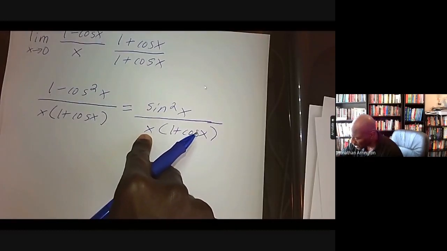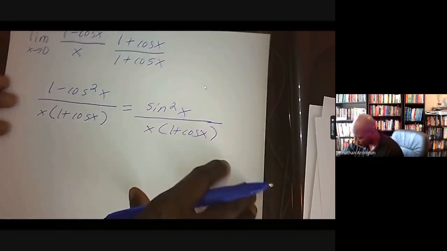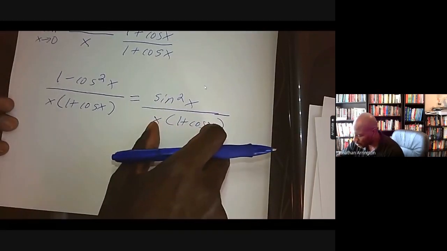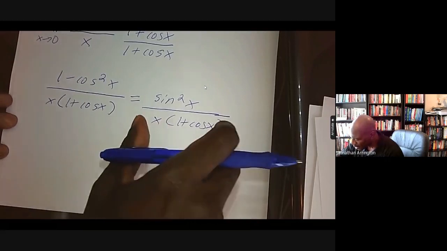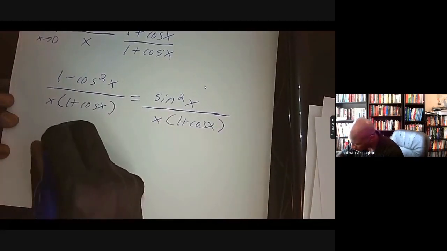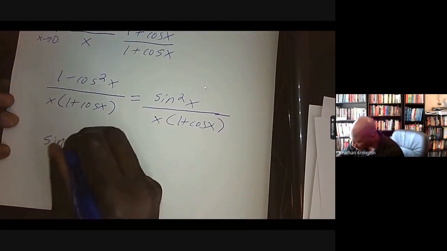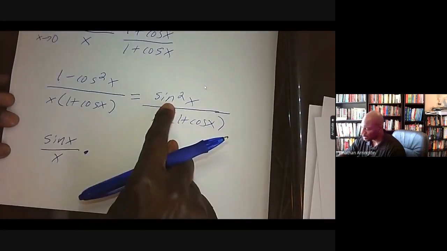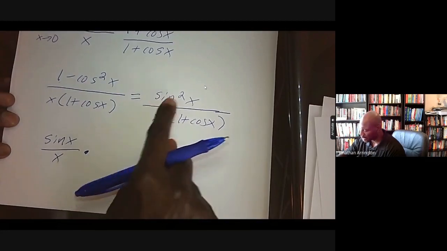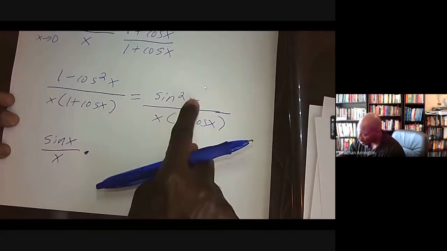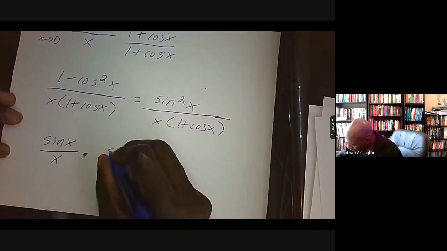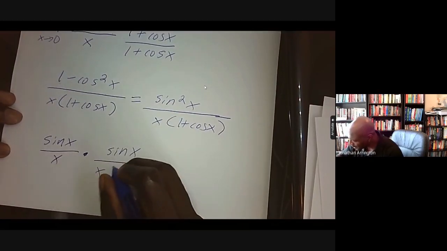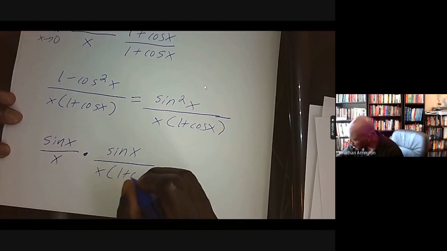Okay, so what I can do now is I can turn this into a product of 2 functions. One function would be sine x over x. The other function, so I took one of these sine x's from the sine squared x. I took one of them. So I still have one left. So the other function will be sine x over 1 plus cosine x.